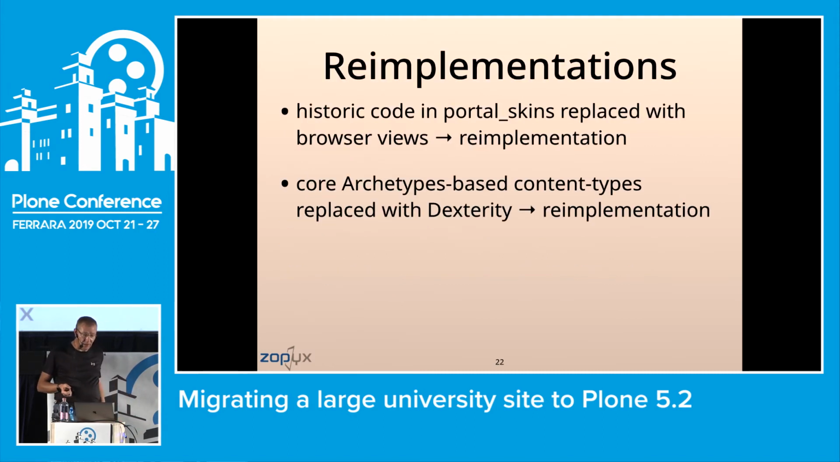We had to do some reimplementations. For example, there was a larger amount of code sitting in portal skins. Portal skins is dead since ages, I think. And we basically replaced all this code using browser views. And in some cases, we had to re-implement whole packages that were written by UGent based on Archetypes, like the subsite folder module, basically a complete new package, porting the existing Archetypes schema and replacing it with a Dexterity implementation.